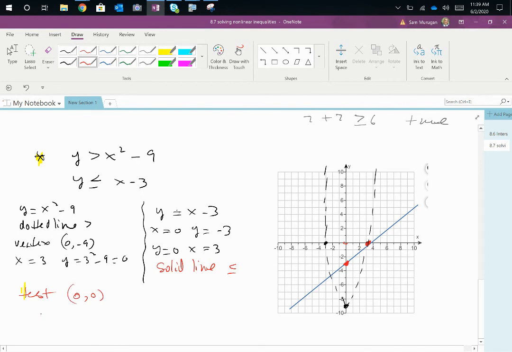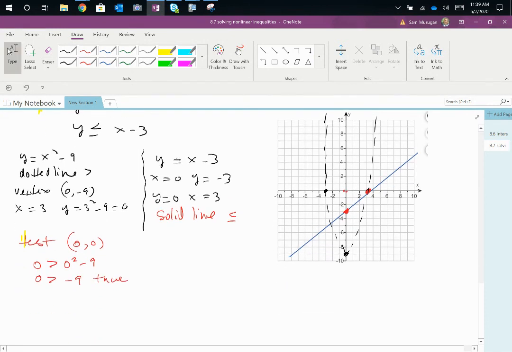So testing in the first equation, we have 0 is greater than 0 squared minus 9. That means 0 is greater than negative 9, which is true. And then if we test in the second equation, 0 is less than or equal to 0 minus 3. So 0 is less than or equal to negative 3. 0 is not less than a negative number, so this is false. Okay, so clearly the shading is not in this area.